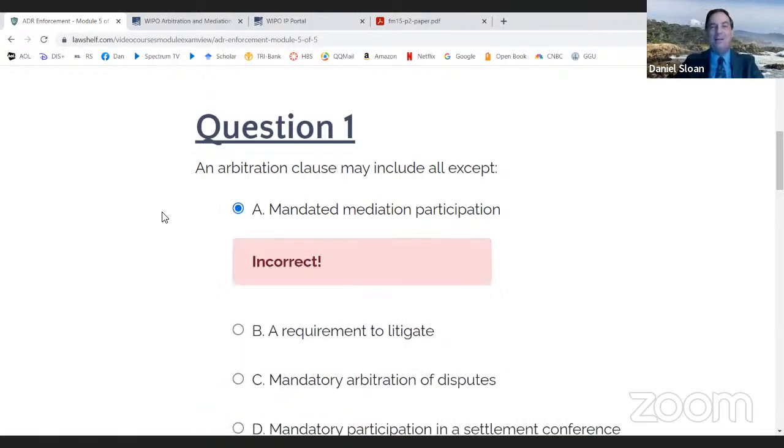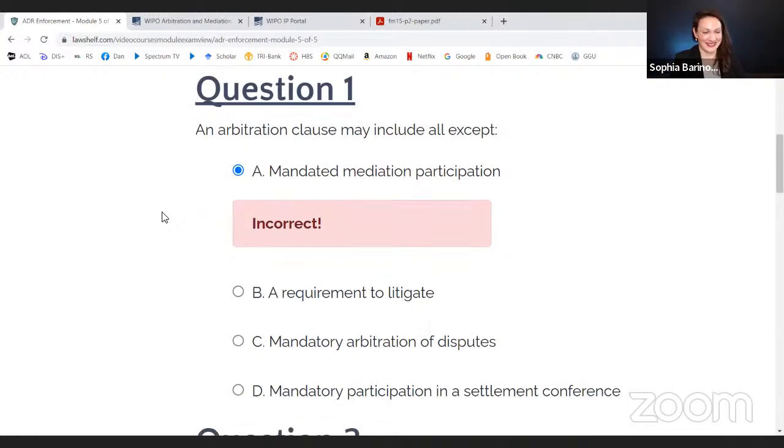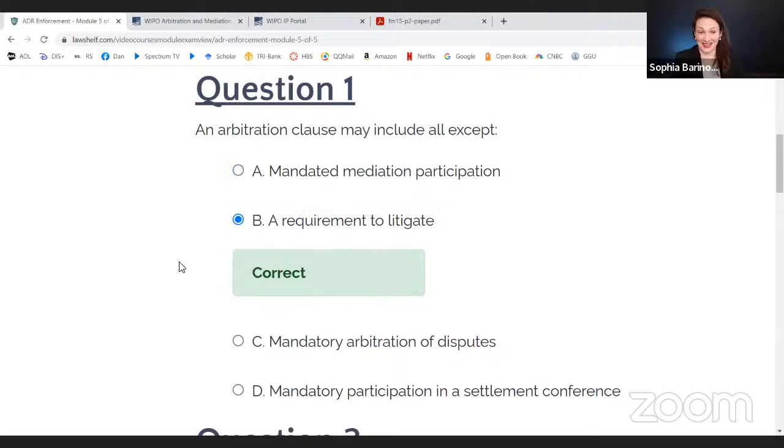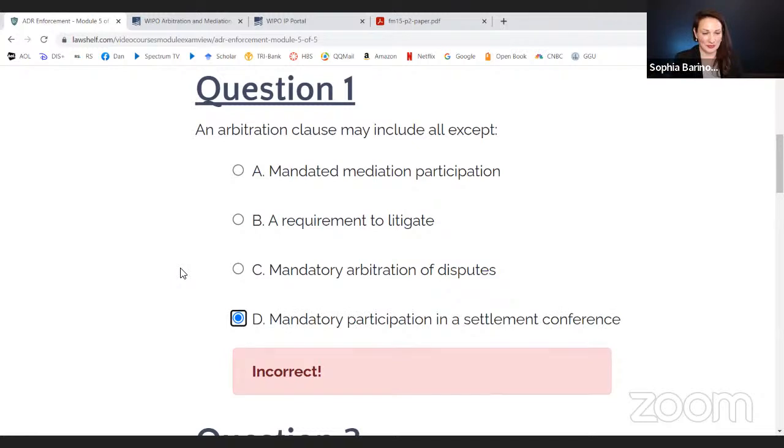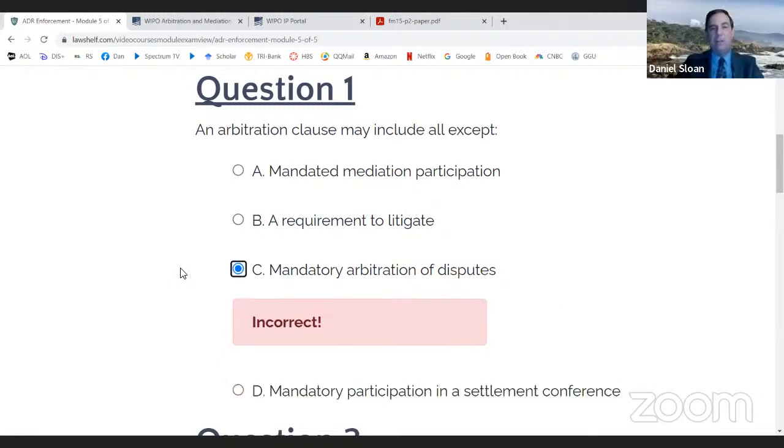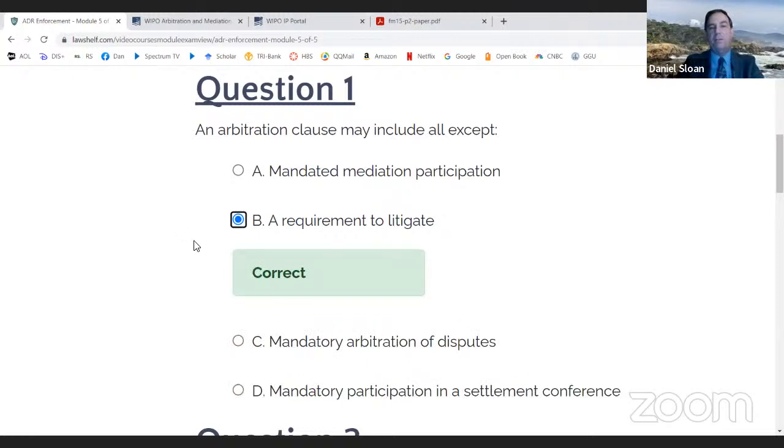So it's not A, mandated mediation participation, no. And then a requirement to litigate: yes, correct. And then some had C, mandatory arbitration of disputes, and D, mandatory participation in a settlement conference. So the one that is correct is a requirement to litigate. All of those others are in the clause. So how many do we have in B? Is that the majority, you think? It is the majority, yes.